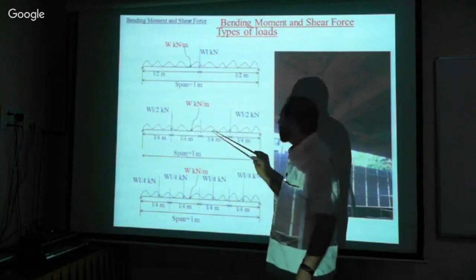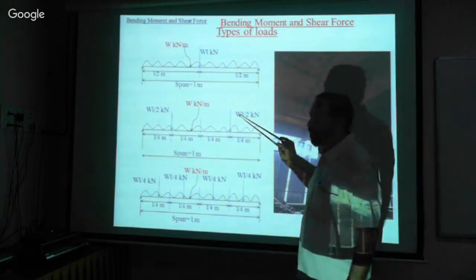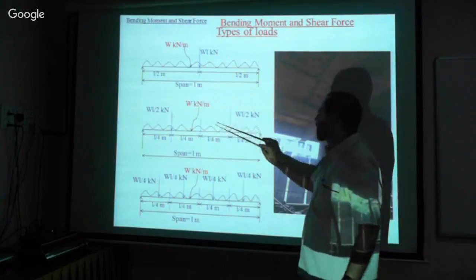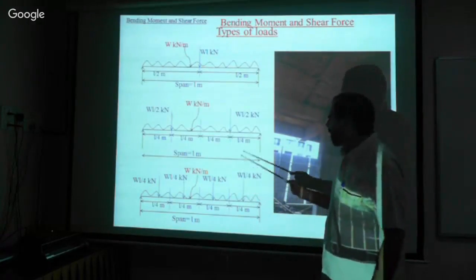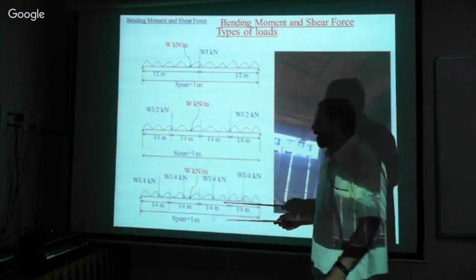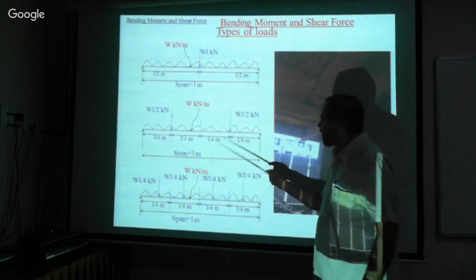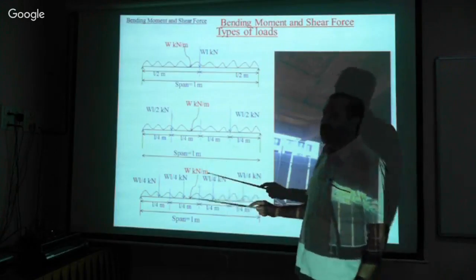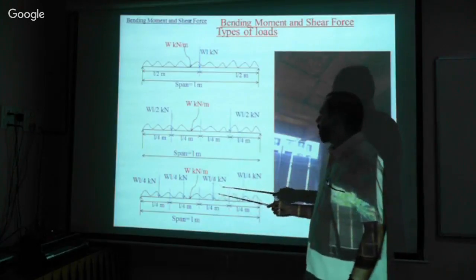From here to here, similarly, I have done this. That is half of the load, WL by 2, again acting at the center of its run. And similarly, I have converted this UDL into 4 point loads: 1, 2, 3, 4 point loads. Now, this is most important. One should know how to convert the UDL into point loads, and also where the point load is acting when we convert the UDL.